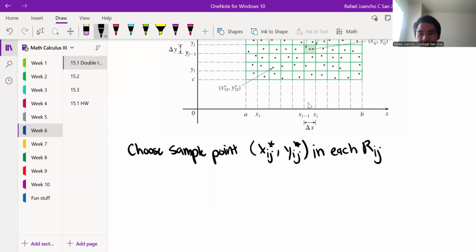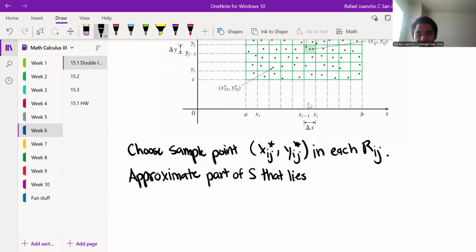So we're going to choose that sampling point in each Rij, approximate the part of S that lies above each Rij by a thin rectangular box or column with base Rij and height. Above each Rij, by a thin rectangle. I can't visualize that. Okay, but here we choose that and then we approximate it. I will see an example. I can't visualize it now. Approximate the part of S that lies above each Rij.